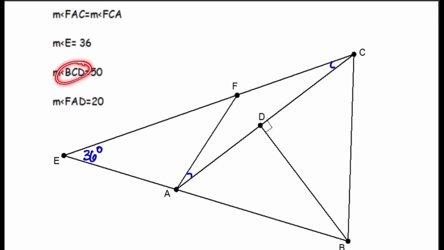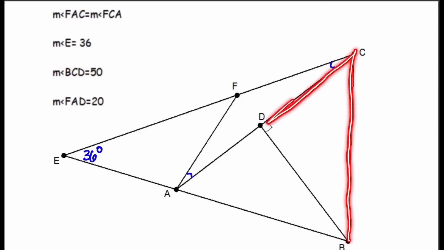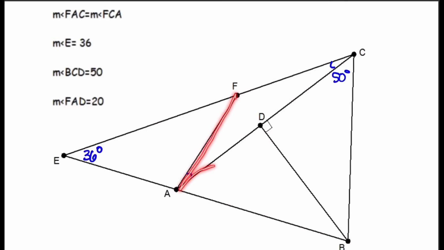Measure of angle BCD. So if we trace it, BCD, this angle up in here is 50 degrees. And measure of angle FAD, well, that's just this one right here, is 20 degrees. All right, so remember, single arc, those two are going to be equal. So if that's 20, that's 20. Got it. There's my symbol for a right angle, which makes this angle right here a right angle, or 90 degrees. Got that.